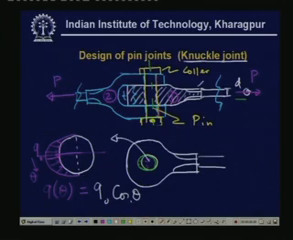Now if you take this kind of pressure distribution, what will be the value of q naught? Because we have to satisfy the force balance equations again. The total force is distributed, hence the total force will be equal to P. If you take that into account, then you can write down the force balance equation.